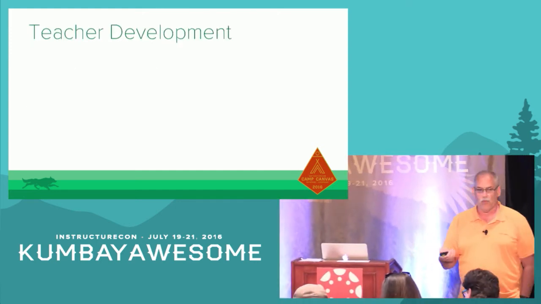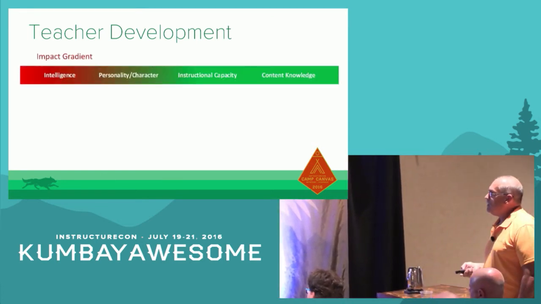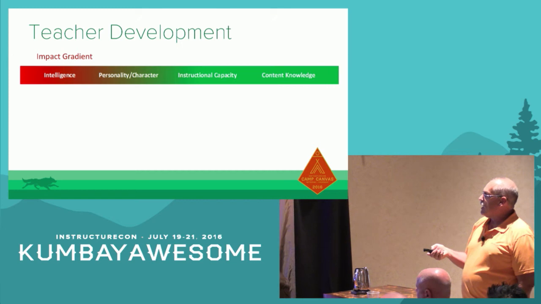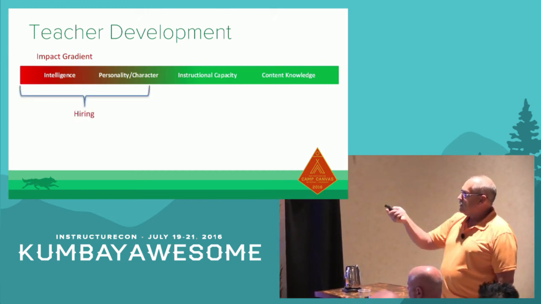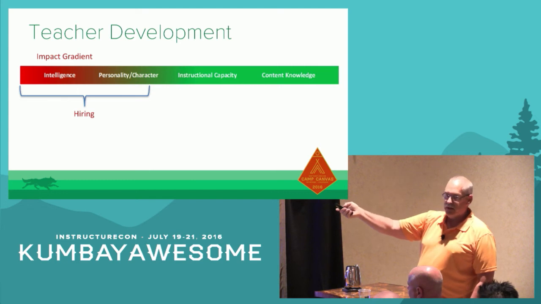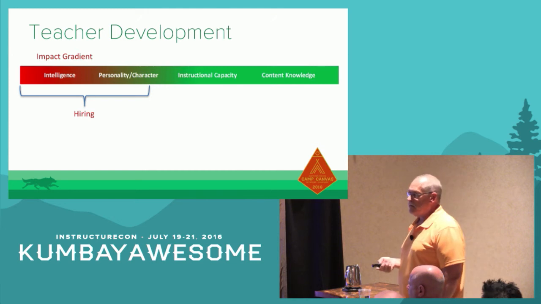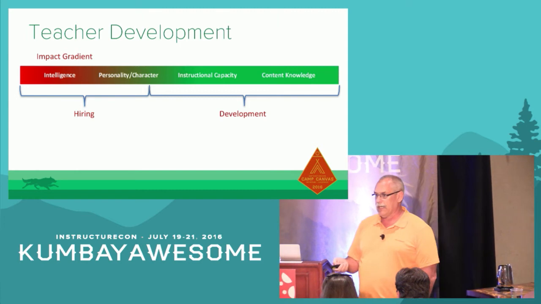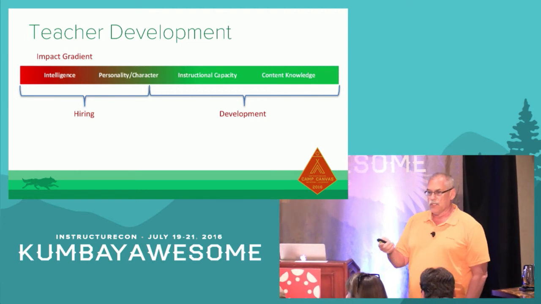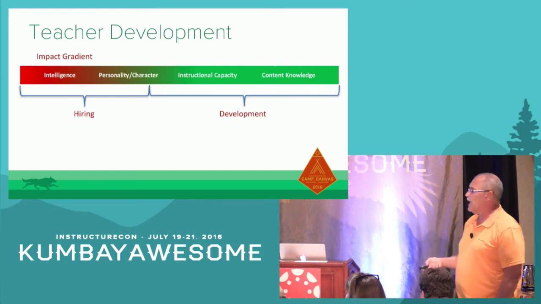So if we take those 4 areas and we put them on a gradient, intelligence, personality, character, instructional capacity, and content knowledge, we can't really affect the 2 on the left, right? So we need to hire right. But instructional capacity and content knowledge, we can get through designing appropriate learning pathways for staff through the professional development in Canvas.